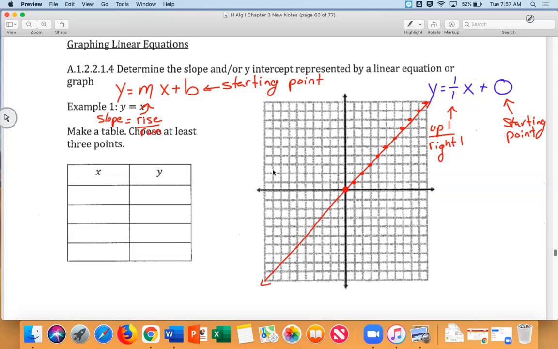Okay, now, here's the thing. There's another way to do these problems. Say you forget. When they're in y equals mx plus b form, I can create a table.